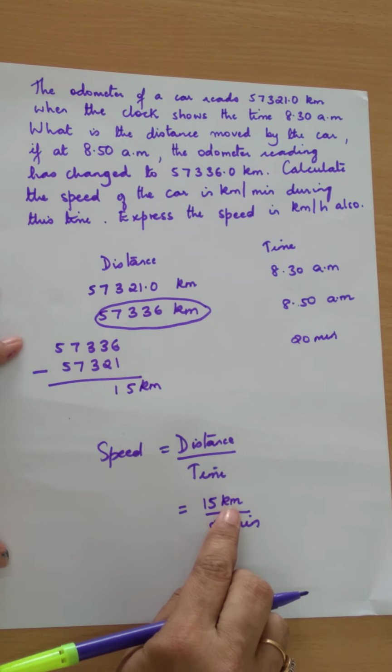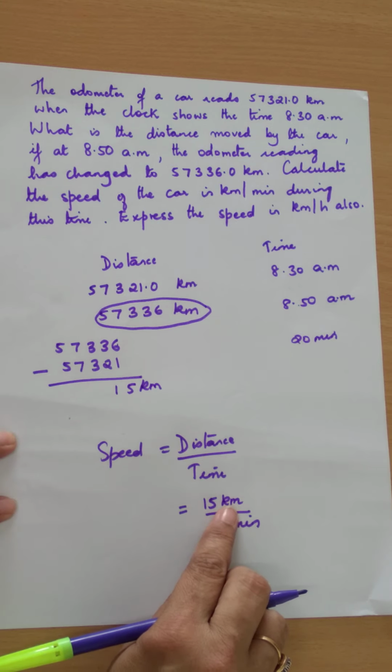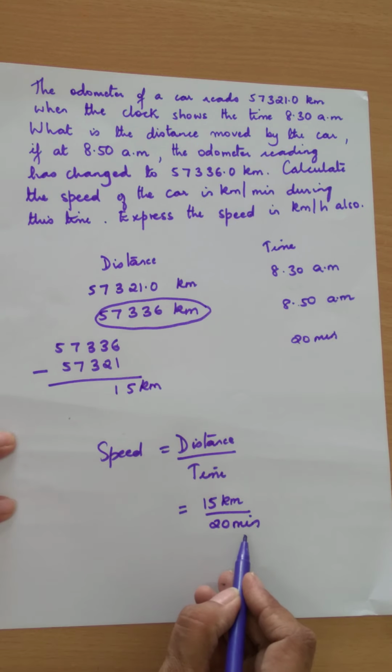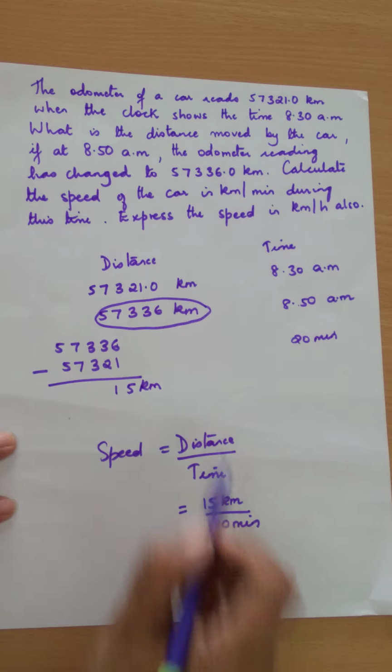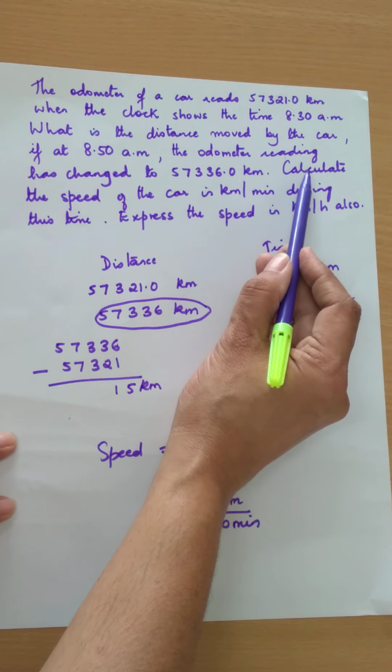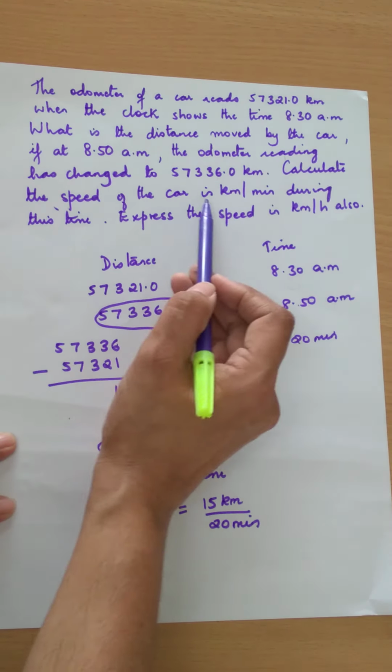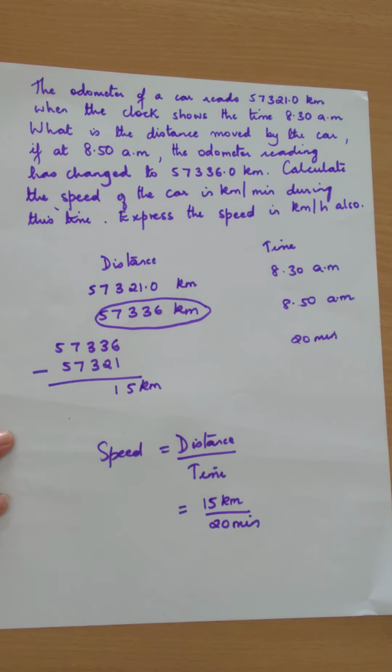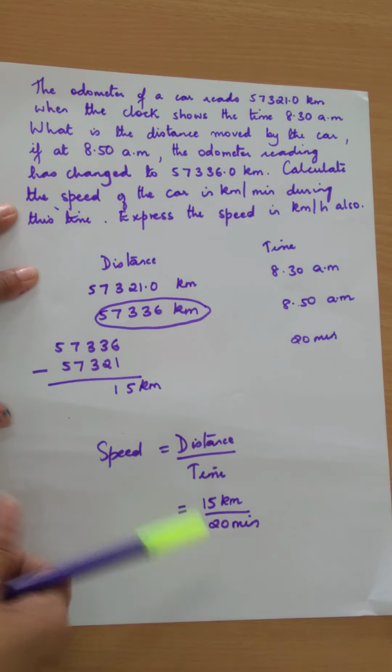Now normally when distance is in kilometers, you cannot have time in minutes. It should be in hours. But here in the sum they have told you to calculate the speed of the car in kilometers per minute. So we will leave it like this only, since they have told us to. Okay? I'll just go through this part again, then we'll solve this.